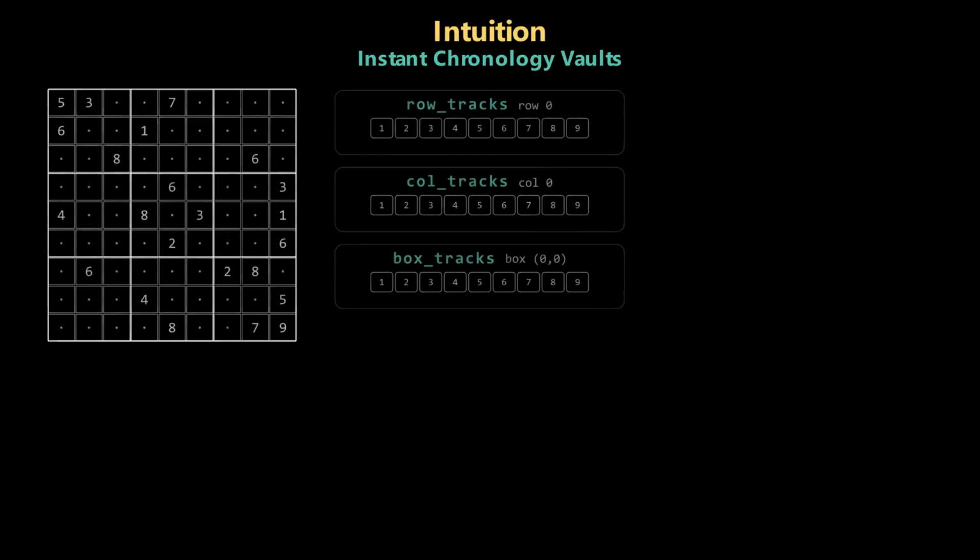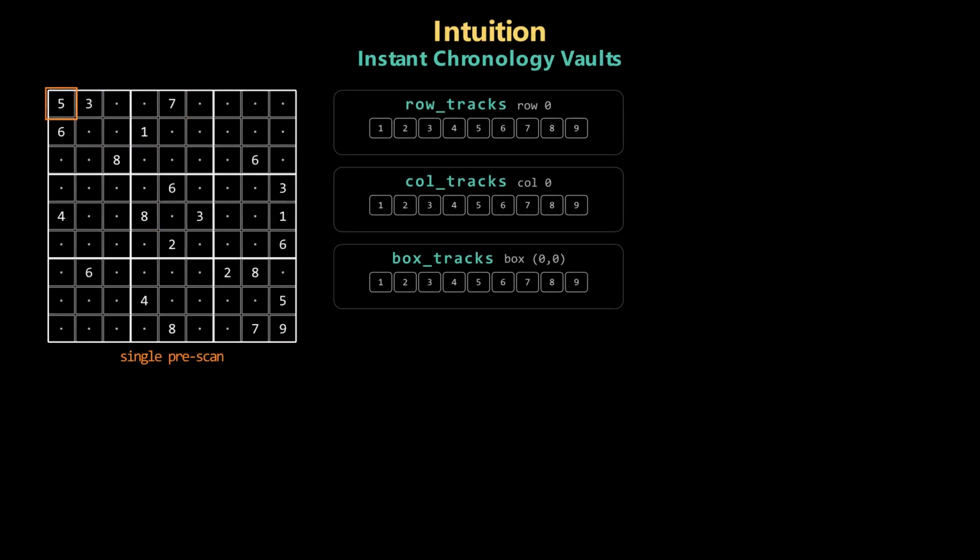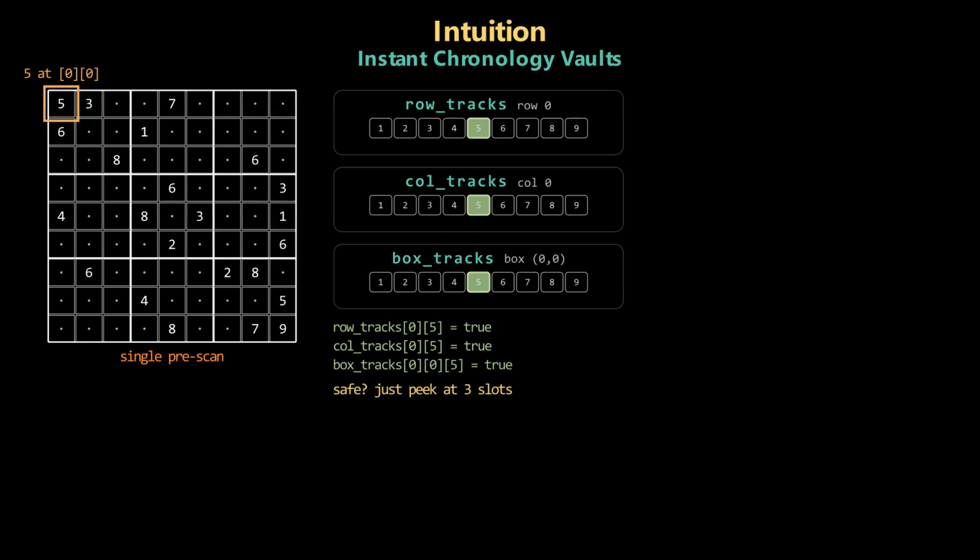Our first massive tactical optimization is to establish instantaneous tracking vaults before we start guessing. We build truth tables representing our rows, columns, and boxes. We do a single pre-scan of the starting puzzle. If a 5 is already sitting in row 0, column 0, we lock it into our trackers. Now, we never have to scan a row or column again. We can verify if a digit is safe to place in a fraction of a nanosecond by simply peeking at our tracker slots.